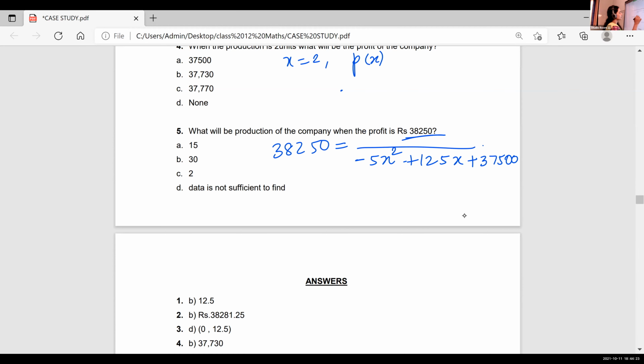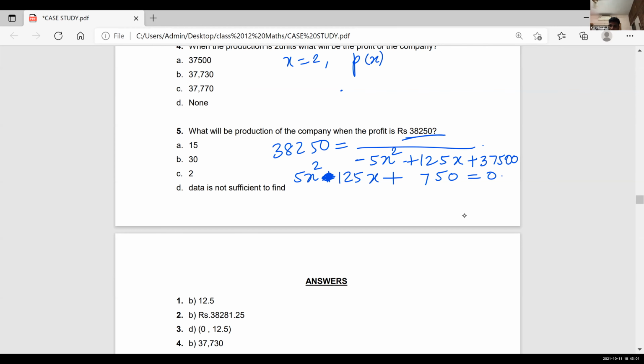We can take all the terms to one side. When you take all the terms to one side, you'll get 5x square plus 125x plus 37500, if you subtract 38250, it will be 0, 5, 7, 750. Is it correct? Ma'am, isn't it negative 125? Oh, yes, it is negative 125. And when we subtract it, is it 750?